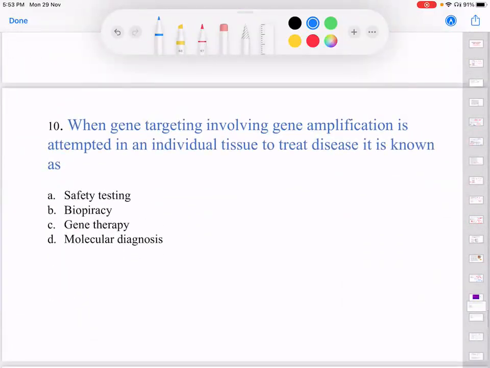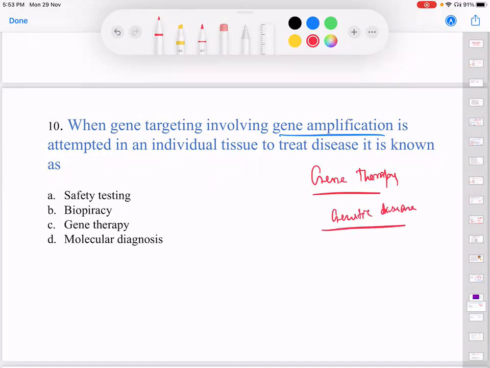When gene targeting involving gene amplification is attempted within an individual tissue to treat a disease, it is known as. See, this is something from the concept of gene therapy. So what is gene therapy? There is a genetic disease. So what is a genetic disease? A disease that results from an improper gene function. The gene is in error, maybe due to mutation or something, and the required function of the gene is not being carried out due to some reasons.